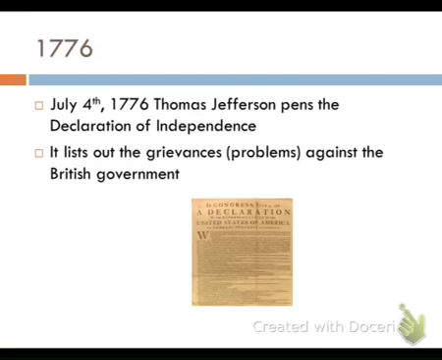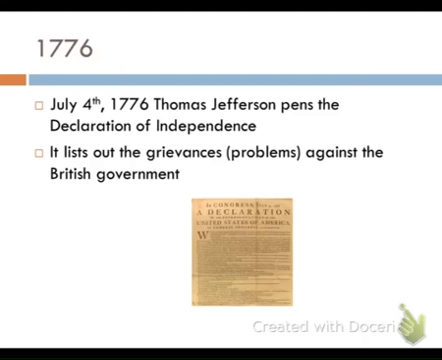The next year we have is 1776. This is a very important year for us to remember. July 4th, 1776, Thomas Jefferson pens the Declaration of Independence, which means he wrote it out. We had many colonists sign it, including future presidents like James Madison, and we also had important people like John Hancock sign it. He's the one that has the giant signature in the middle of the page.